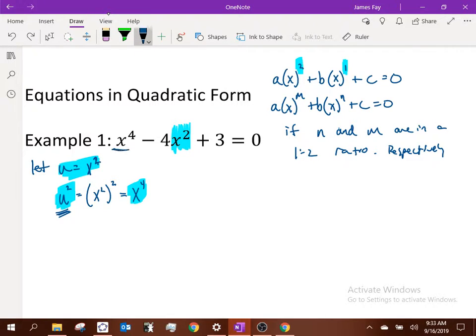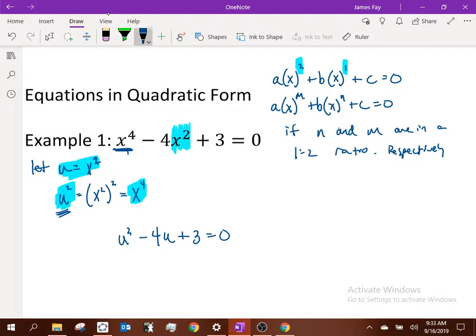So x to the 4th turns into what? U squared. Minus 4, x squared turns into what? U. And then plus 3 is equal to 0. I think that's a much easier process to think about what this is going to factor into, by transforming it into a quadratic.